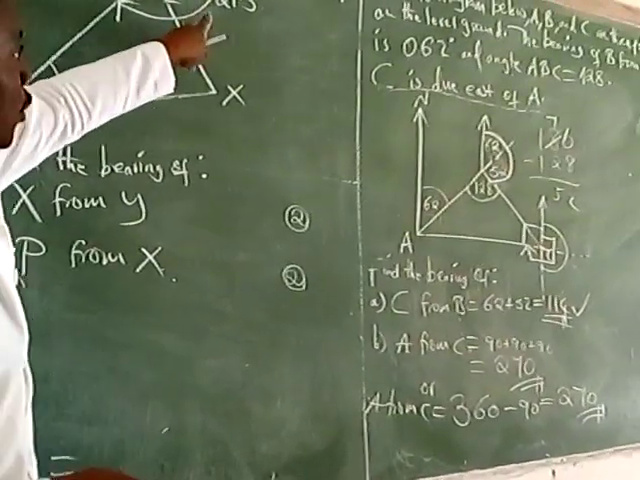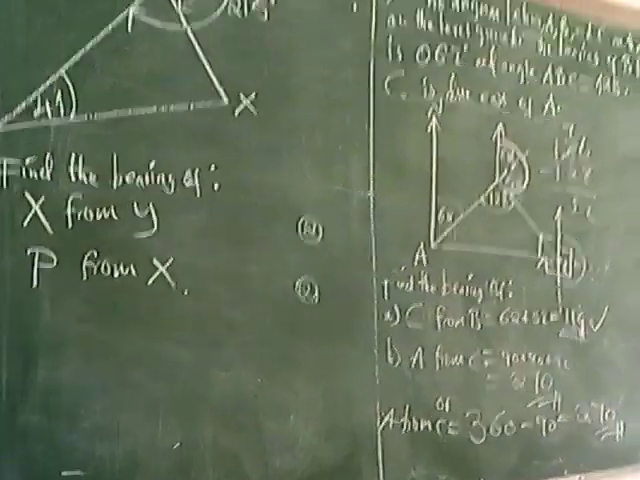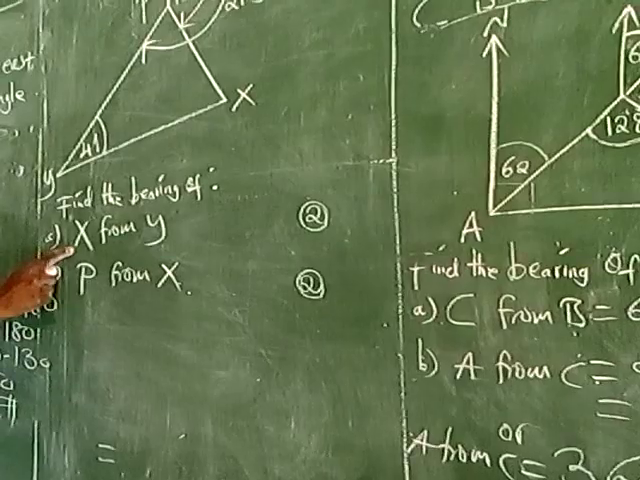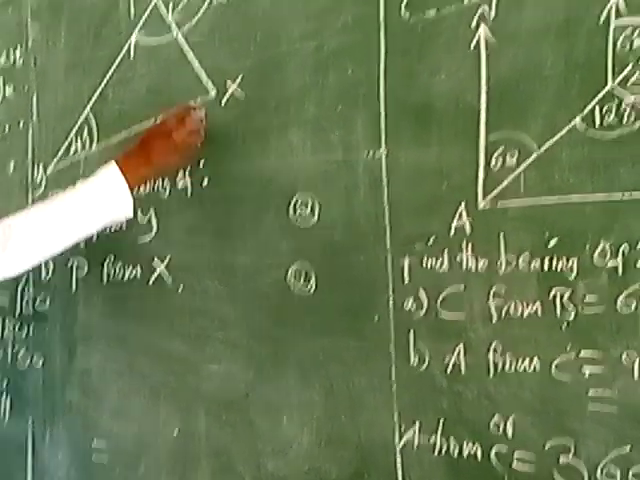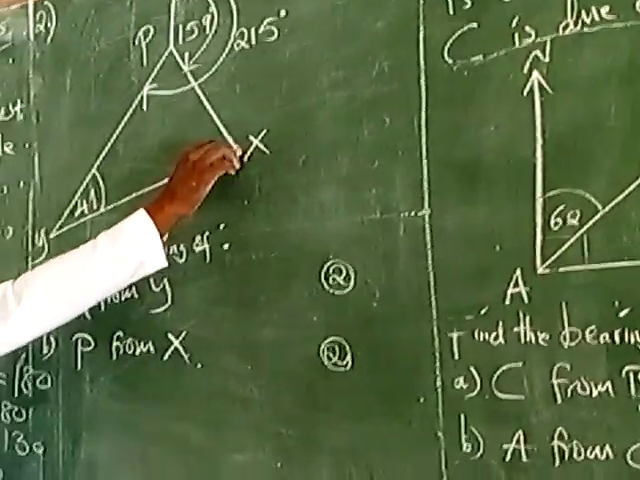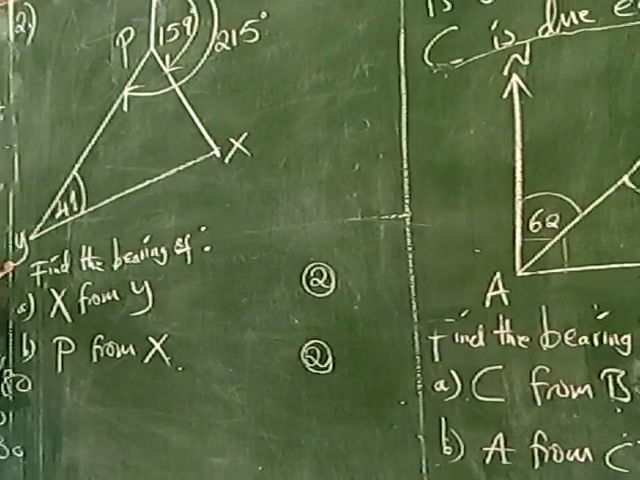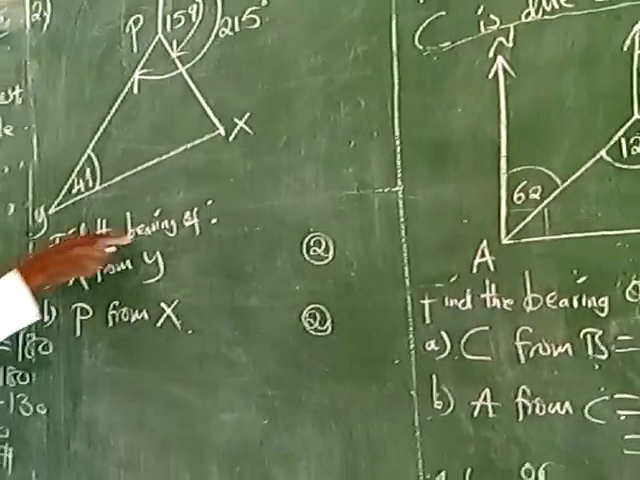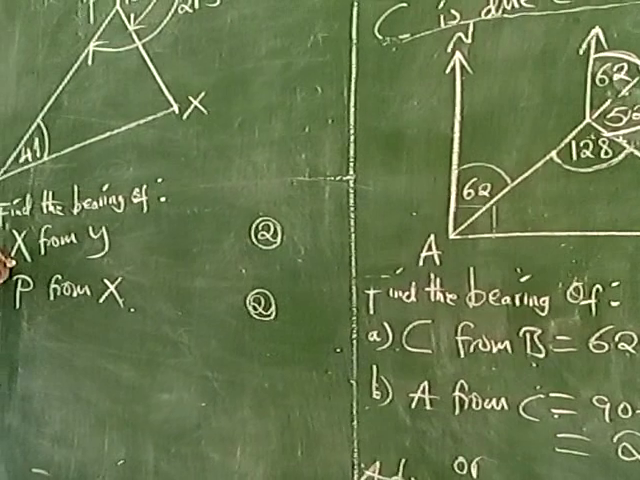The 9, the 215, you know. So identify where your x is. Your x is here. Right? Then your y is right here. So we are saying find the bearing of x from where?